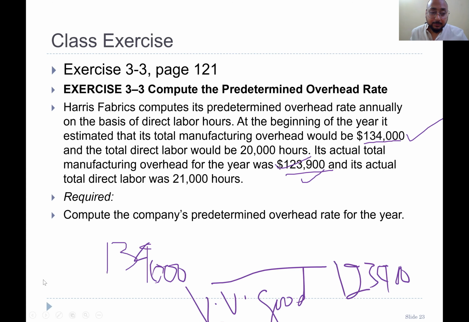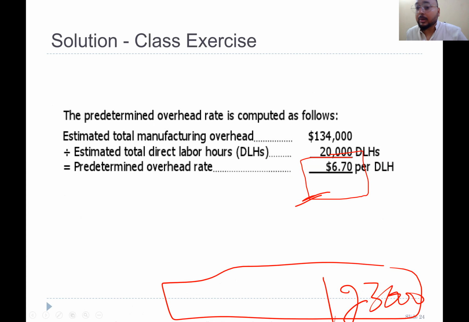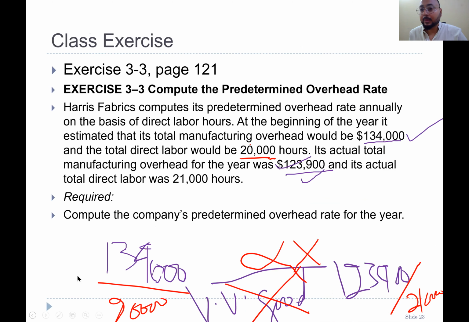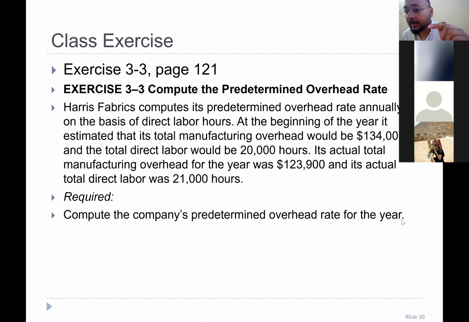But the answer is wrong, because this 134,000 is based on 20,000 and this 123,900 is based on 21,000. So you cannot compare 134,000 with 123,000. Right, guys? You understand my point? This is a very small but very important point. Subhan, Ali, Coco, Junpyo, you understand my point?